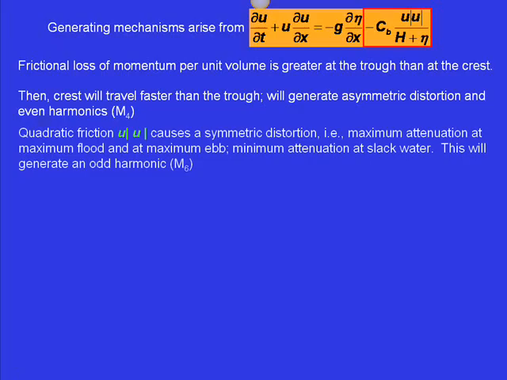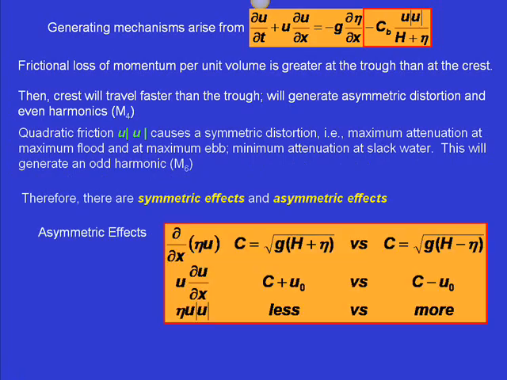But also, the interaction of U and the absolute value of U from the frictional term can cause a symmetric distortion because there's maximum attenuation at maximum flood and at maximum ebb. So during maximum current, you get strong attenuation, and that could be regarded as a symmetric effect. And there's minimum attenuation at slack water, or no attenuation at all. So this generates the M6, not harmonic. So we have asymmetric and symmetric effects.